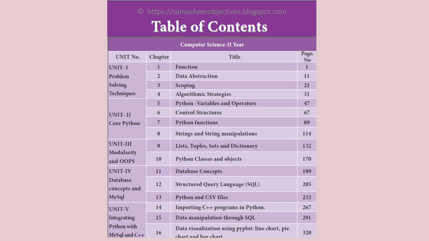We have 5 units. The first unit is about problem solving technique, and here we have 4 chapters. First chapter is function, second one is data abstraction, then scoping and algorithmic strategies. And second unit and third unit is about Python, the same concepts that we have studied in 11th standard C++, right? Then in unit 4 we are going to study the database concepts and MySQL.